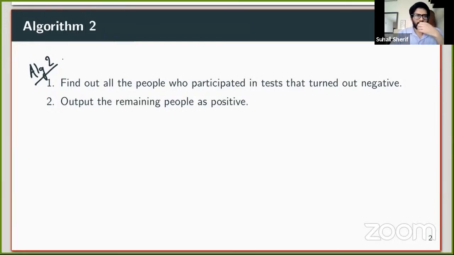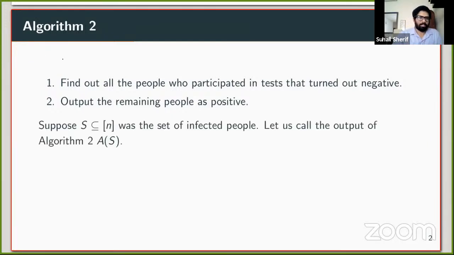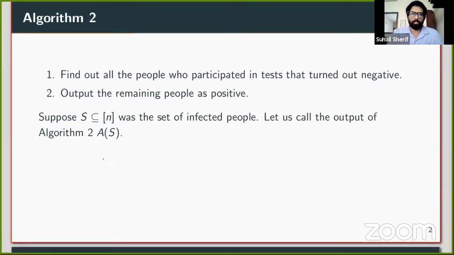Suppose that you have a set of infected people, as before, we're going to call that set S. Then the output of this algorithm 2, we're going to refer to as A of S. And what we want, ideally, is that A of S should be equal to S. The output of the algorithm should be the same as the actual set of infected people. So ideally, A of S is equal to S.